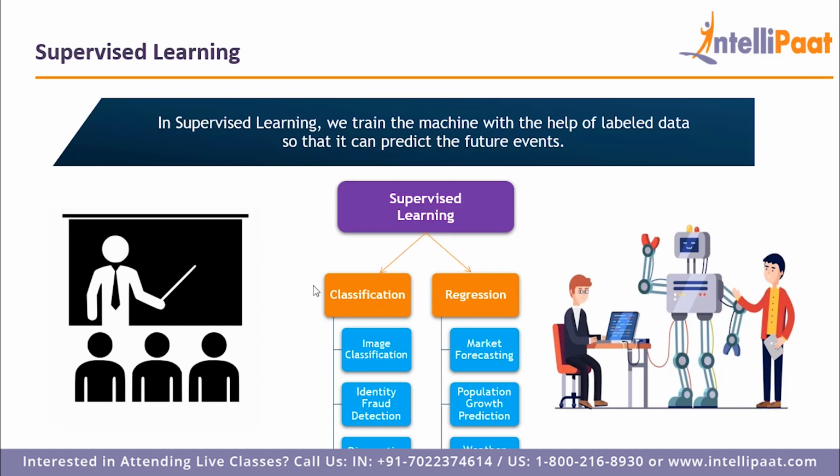And the second kind of problems that we can solve using supervised learning are classification problems, where we classify or predict different categories. So if we have 10 different images and we want to know which image contains which object, so if we want to classify images based on the people or animals or any other object that is contained in them, we can use supervised machine learning. And then we have identity fraud detection.